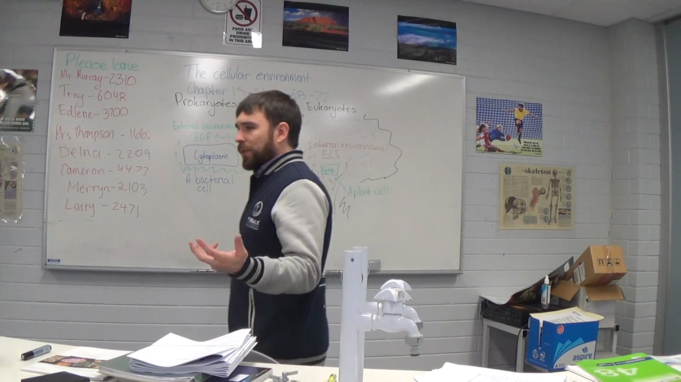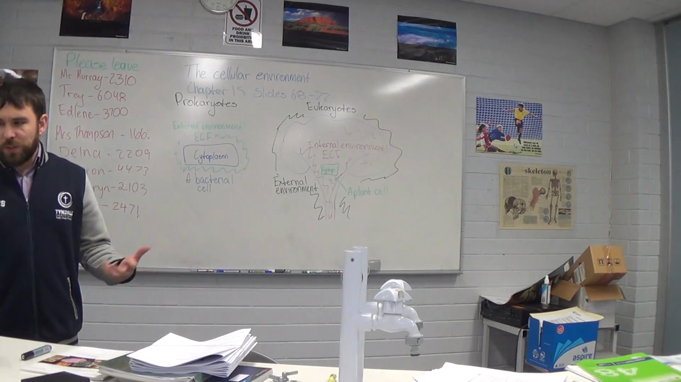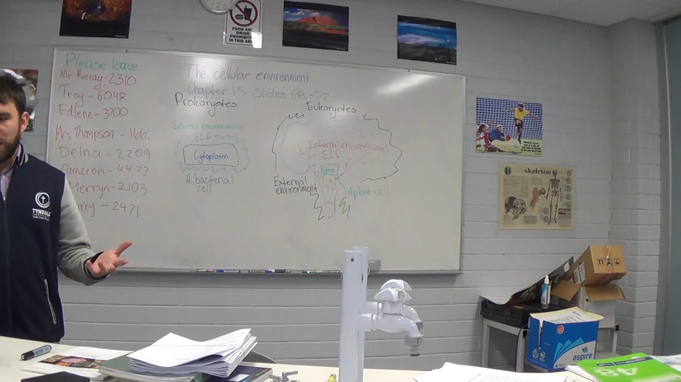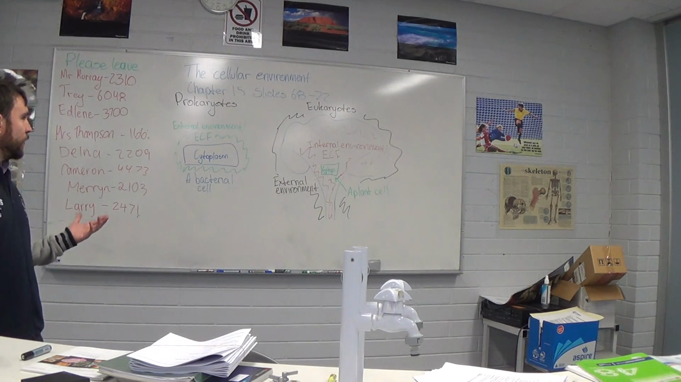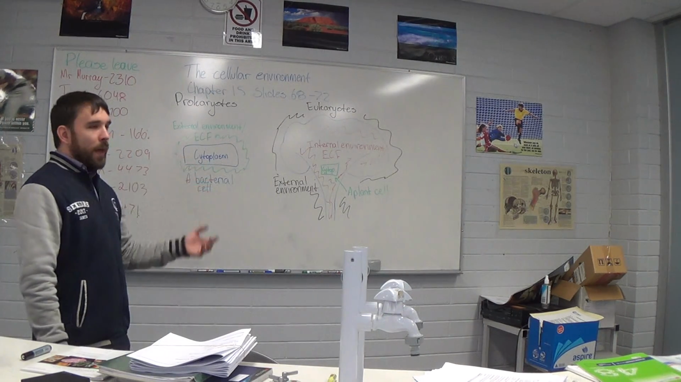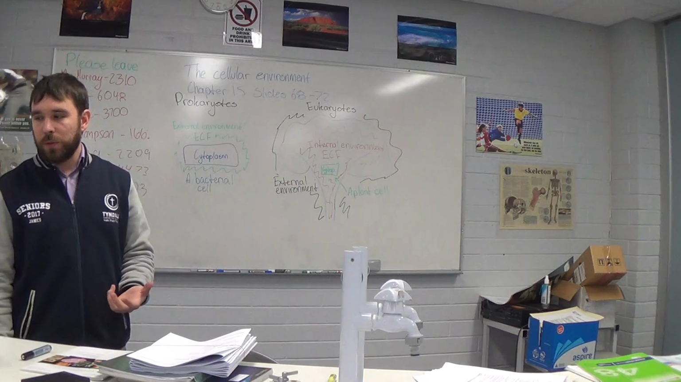So when we're looking at external and internal environment, external environment is the fluid around a cell or organism is exposed to. It can be simplified as the extracellular fluid for unicellular organisms, or for multicellular organisms, this is going to be our habitat, our environment.